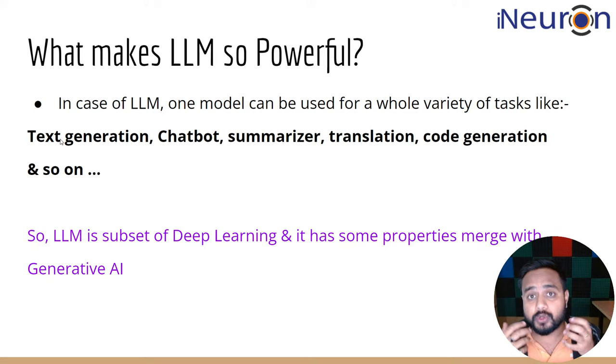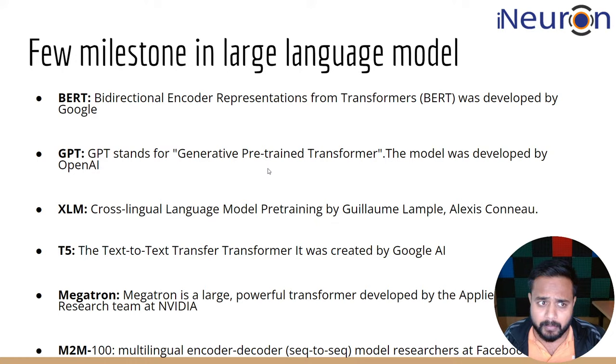Because of that only, we are able to use these transformer based models as transfer learning. I have explained the concept of transfer learning and fine tuning as well. So here I was talking about this LLM, and then I talked about a few milestones in large language models. Here I have written a couple of names: BERT, GPT, XLM, T5, Megatron, M2M. So these are a few milestones in large language models.